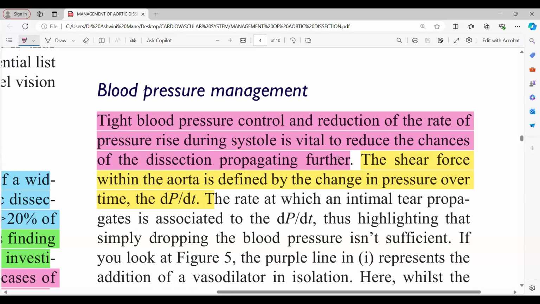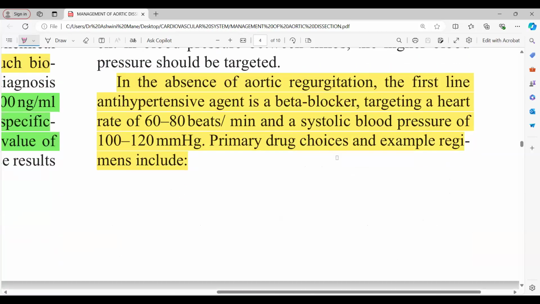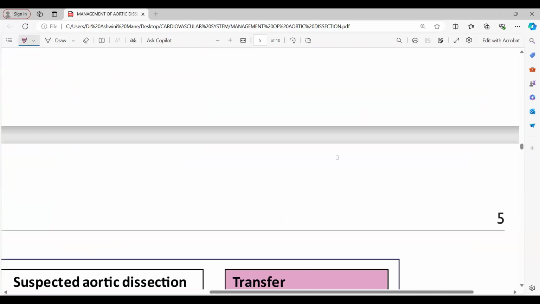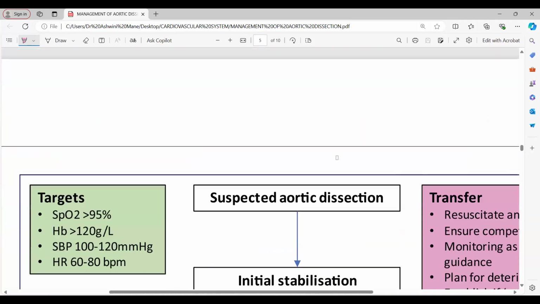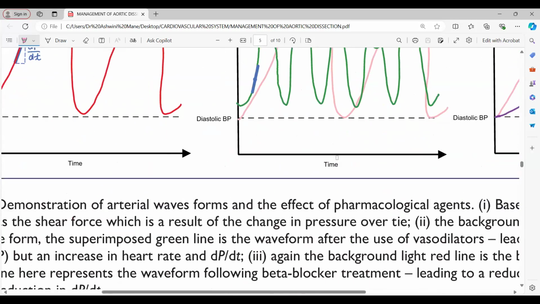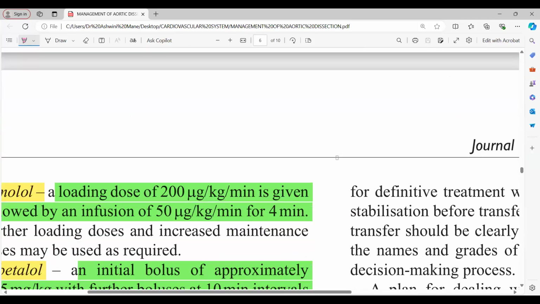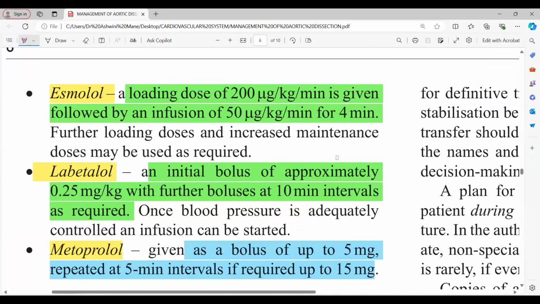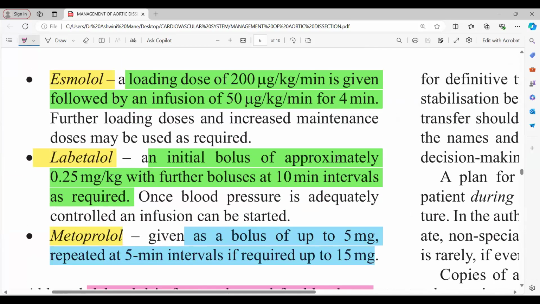The shear force within the aorta is defined by the change in pressure over time. In the absence of aortic regurgitation, the first-line antihypertensive agent is a beta blocker, targeting a heart rate of 60 to 80 beats per minute and a systolic blood pressure of 100 to 120 mmHg. The primary drug choices and example regimens include the following drugs. So these are the drugs that we can use while controlling the blood pressure.